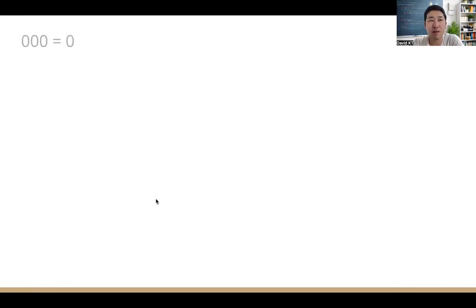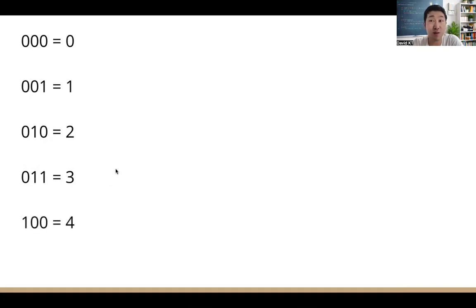So in binary, 000 is 0 in decimal. Hmm, okay, looks pretty similar. 001 is just 1 in decimal. Well, binary looks a lot like decimal, doesn't it? Well, here's where things start to get fun. 010 is equal to 2. 011 is equal to 3. What do you think 4 is then? 100. What do you think 5 is?